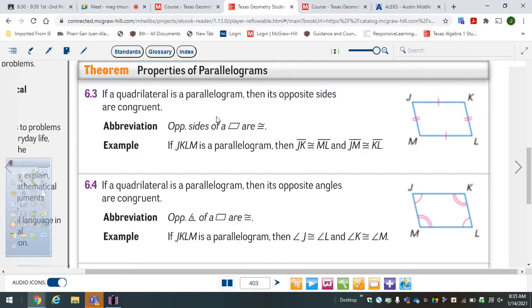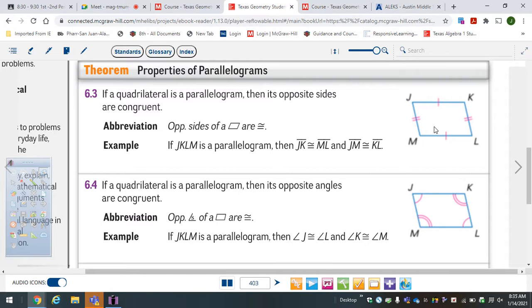So do me a favor, guys. Here's the definitions. Here's the information that you need. Opposite sides of a parallelogram are congruent. Opposite angles of a parallelogram are congruent. I'll give you a minute to draw this stuff down, write it down.